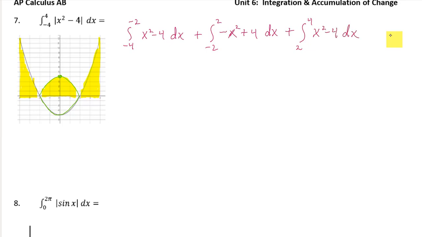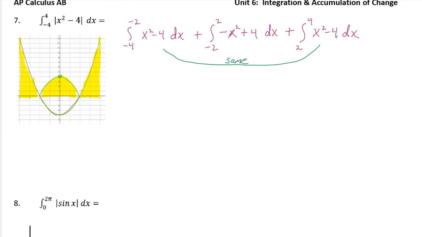Now, we can save ourselves a little bit of time here, because if you look at this, the area over here on the left is the same as the area over here on the right. So what I'm going to do is this. I'm going to take these guys, which are the same.